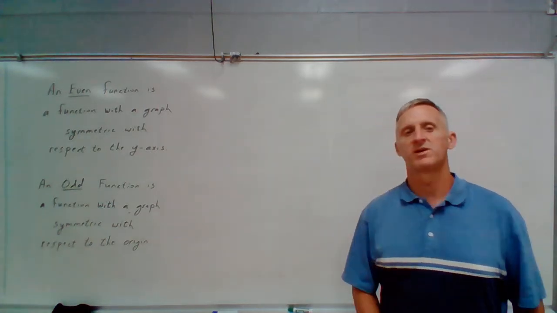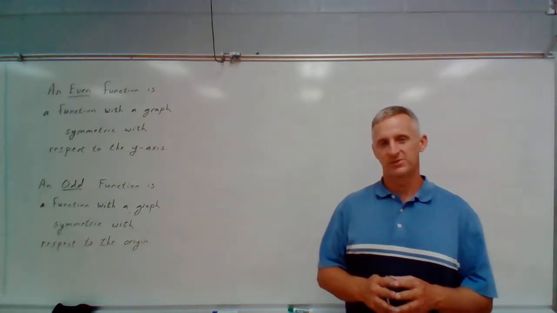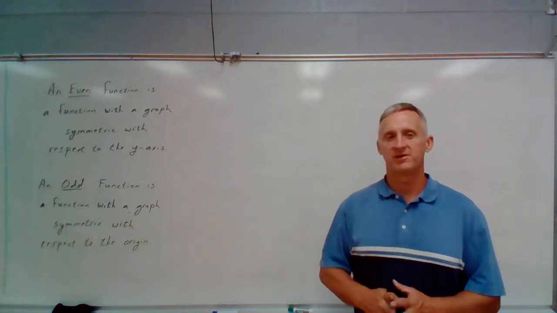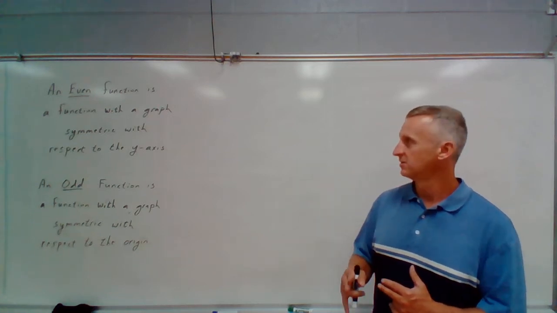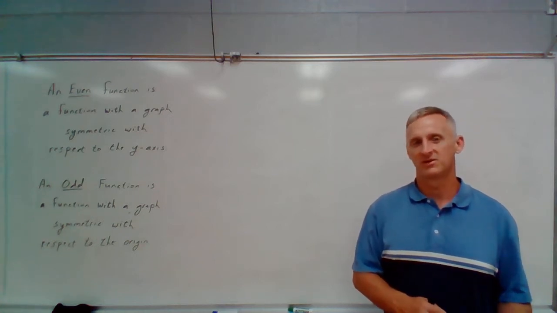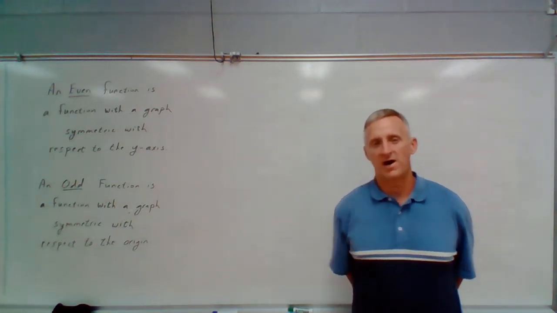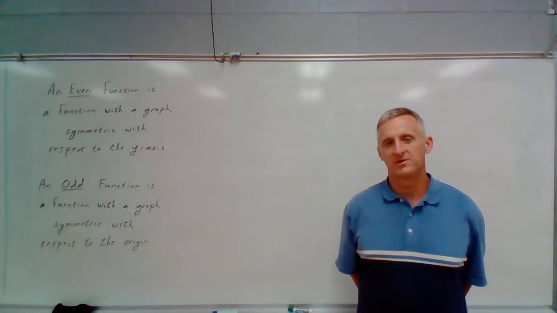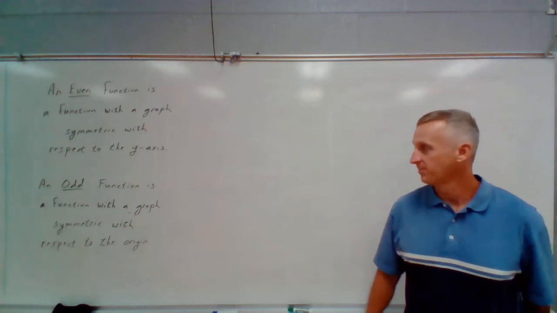All right, so some new terminology here. Remember, if a graph is symmetric with respect to the x-axis, then it's not a function. It'll fail the vertical line test. So we're going to talk about functions here. The only two of our three kinds of symmetry that can involve functions are graphs symmetric with respect to the y-axis or to the origin. An even function is symmetric with respect to the y-axis. An odd function is symmetric with respect to the origin. So even and odd functions are just other words for y-axis symmetry and origin symmetry.